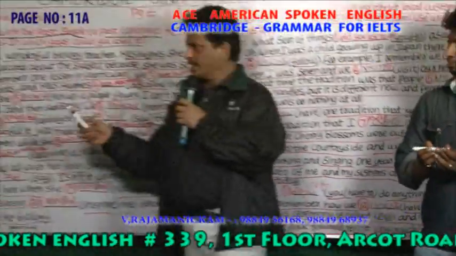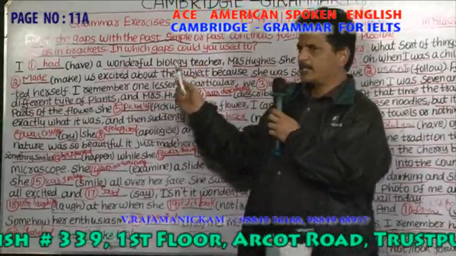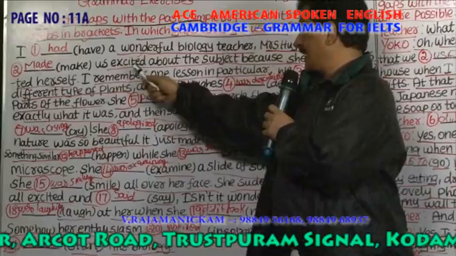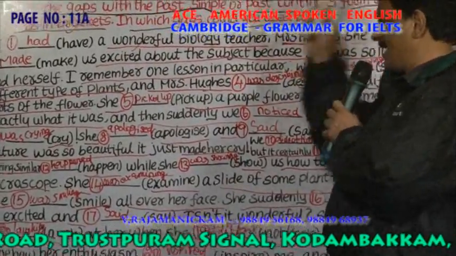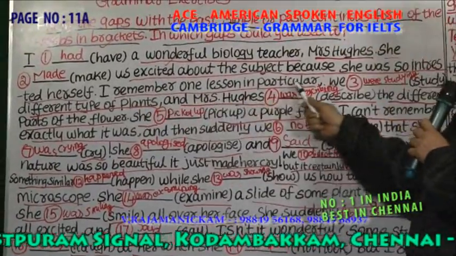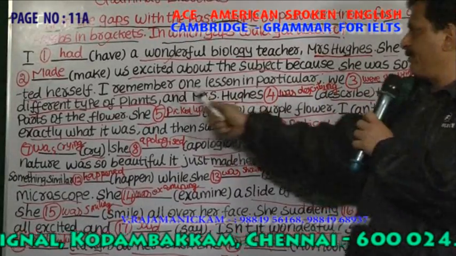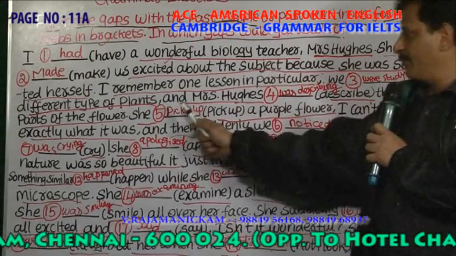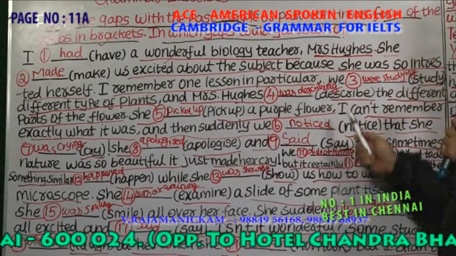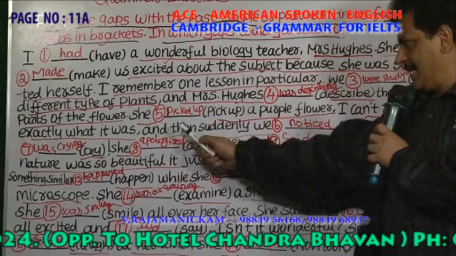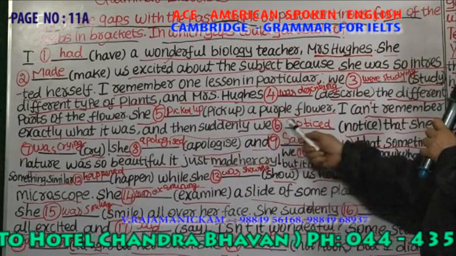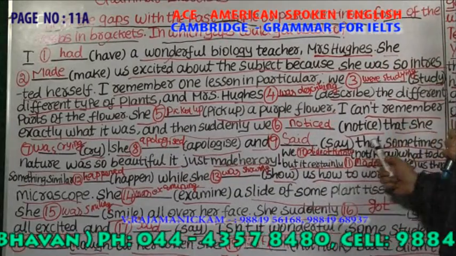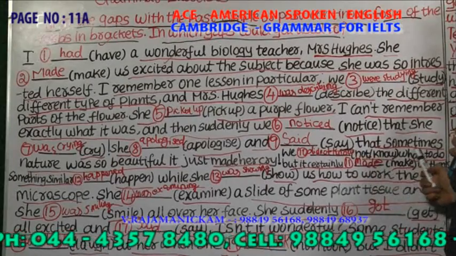See, my dear friends, what's it given here? Either you have to use past tense or past continuous. See, I had a wonderful biology teacher, Mrs. Hughes. She made us excited about the subject because she was so interested herself. I remember one lesson in particular, we were studying different types of plants and Mrs. Hughes was describing the different parts of the flower. She picked up a purple flower. I can't remember exactly what it was. And then suddenly we noticed that she was crying. She apologized and said that something, we didn't know what to do.